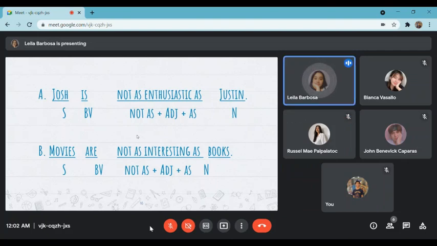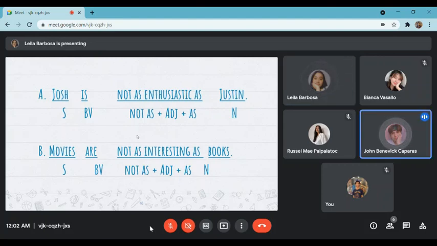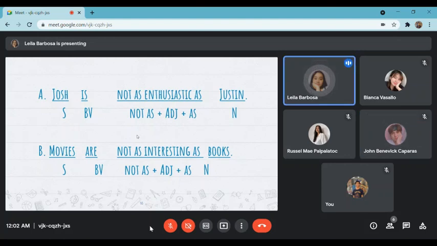So who would like to read letter B? Ma'am. Yes, Benedict. Movies are not as interesting as books. Movies is the subject, are is the be verb, not as interesting as is the not as plus adjective plus as pattern, and books is the noun. Thank you, Benedict. So now let's proceed to our next example.